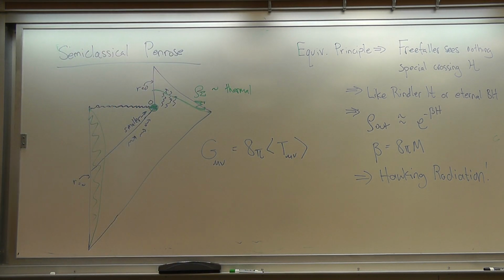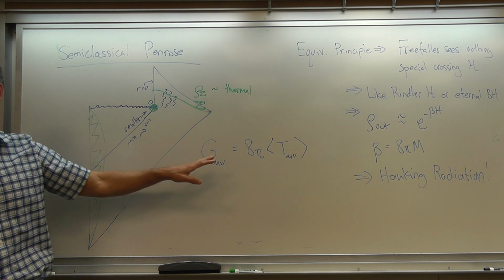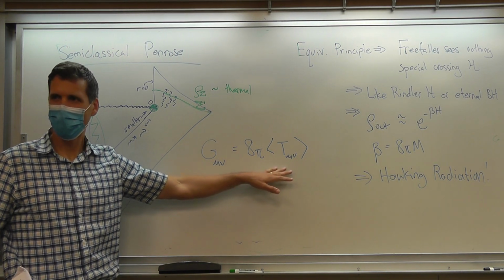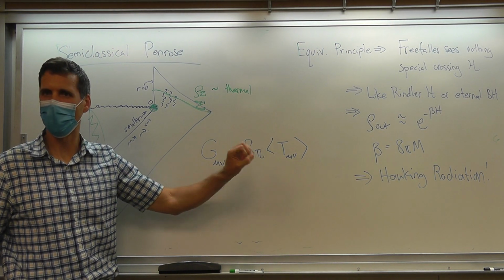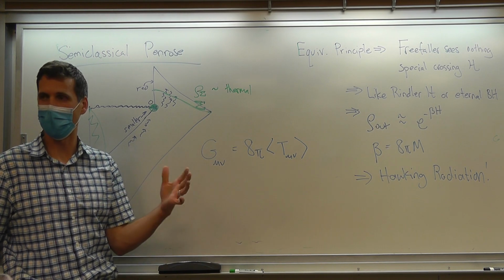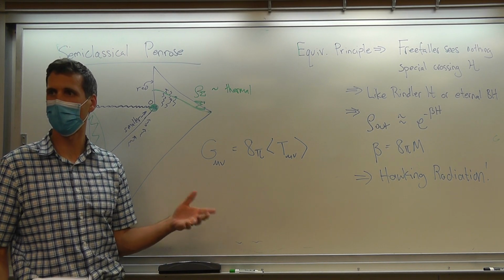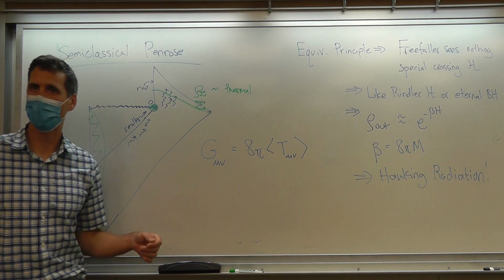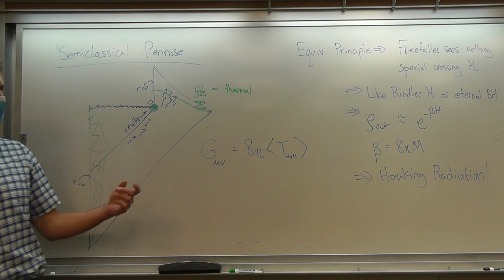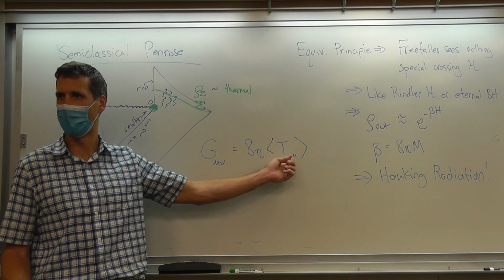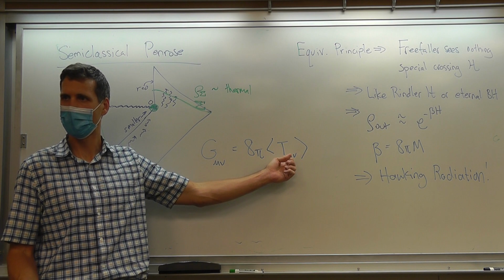What I've written here is the Einstein equation: G mu nu is 8 pi T mu nu. In semiclassical gravity, which means we treat quantum effects as small but incorporate their effect, the quantum corrections do carry energy, and they have a stress tensor and everything. So in semiclassical gravity, you just plug an expectation value into the right-hand side of the Einstein equations.